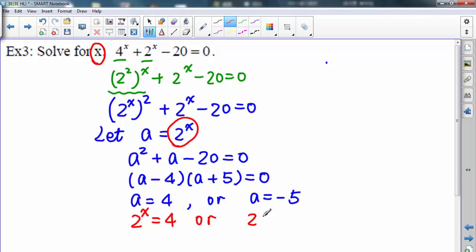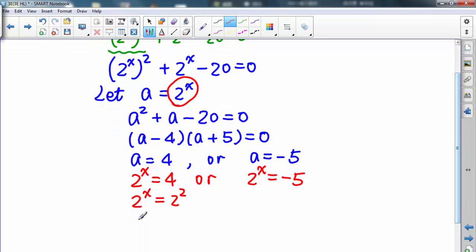Or the other one is 2 to the power of x equals -5. So right now you will find, okay, with these 2 equations, you are solving 2 basic exponential equations. For the first one, I can change both of the sides to the common base. So x equals 2. But for the second one, we will introduce this one in 3f again.